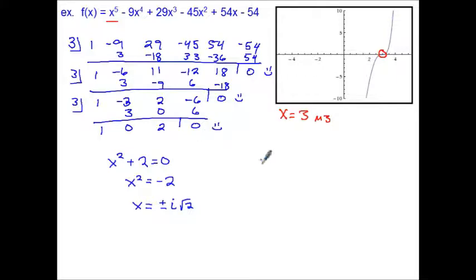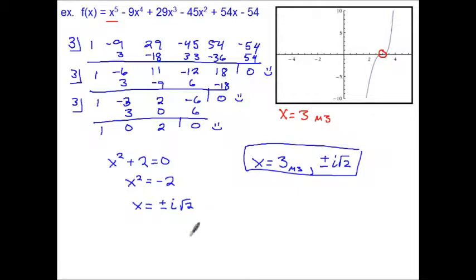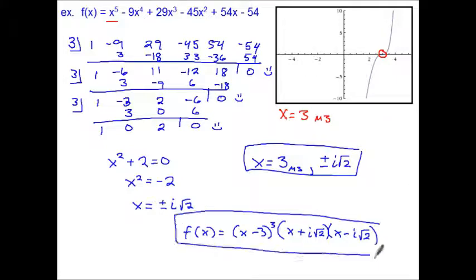So again, my exhaustive list of zeros is x equals 3 multiplicity of 3, and then plus or minus i root 2. And again, if I was so inclined to write this as a polynomial factored into linear factors, I'm going to have x minus 3 cubed, and then x plus i root 2, and x minus i root 2 as my complete factorization of that polynomial.